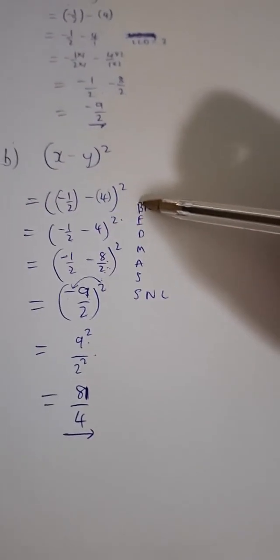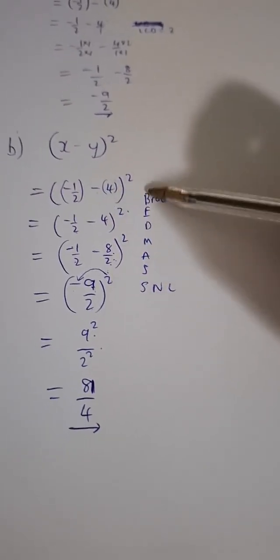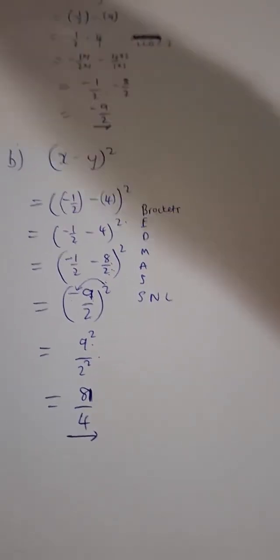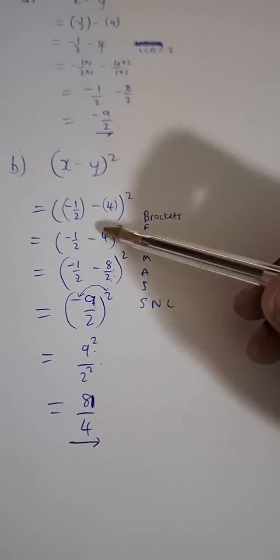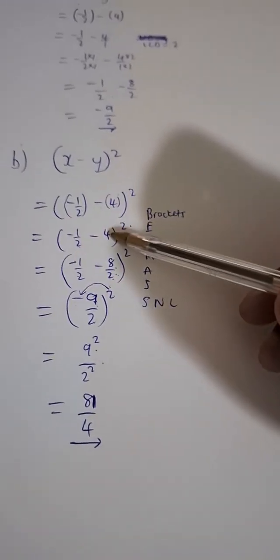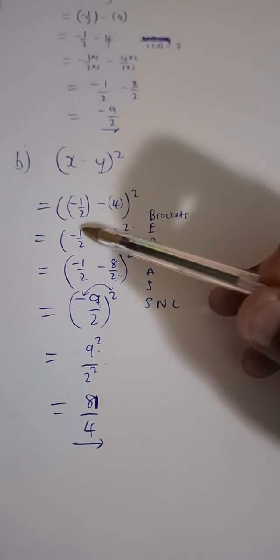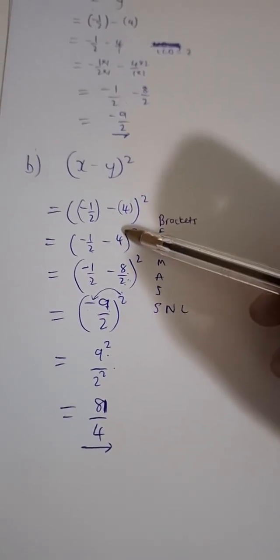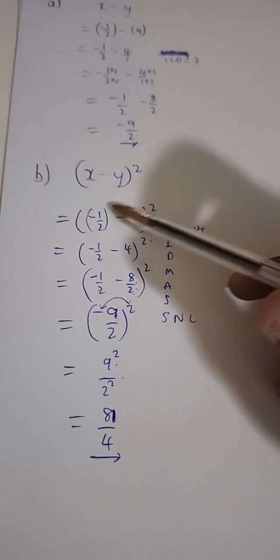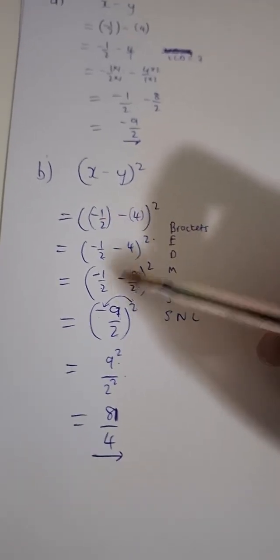Some of you don't really take into consideration BEDMAS at all. Some of you don't know that you cannot, for instance, apply the exponent to 2 terms inside the bracket. You can't apply this exponent to negative half alone and then apply the exponent to negative 4 alone. You have to first add or subtract what's inside the bracket.